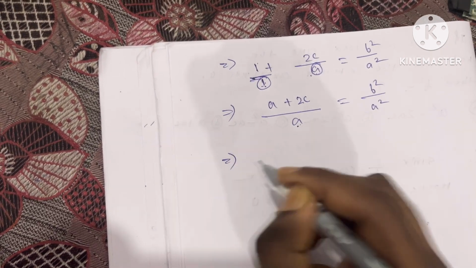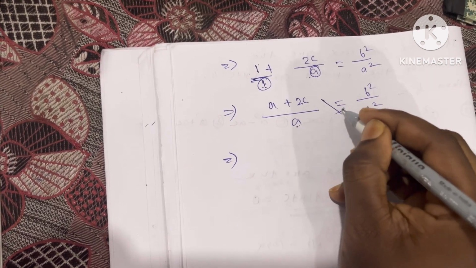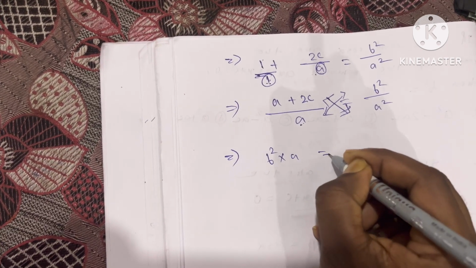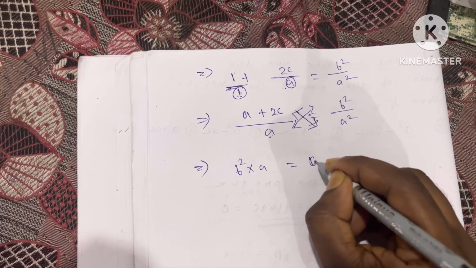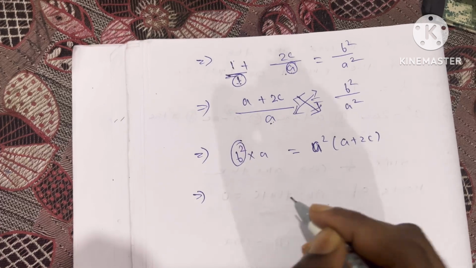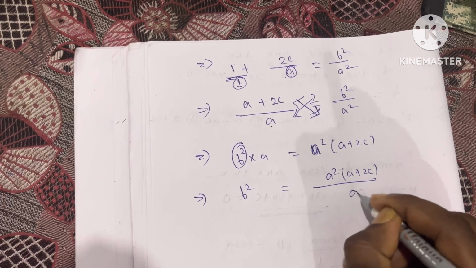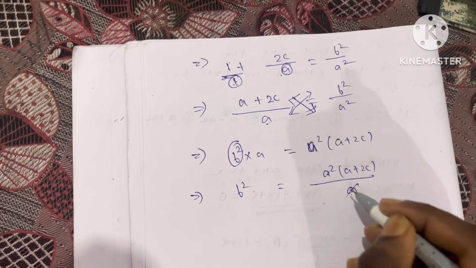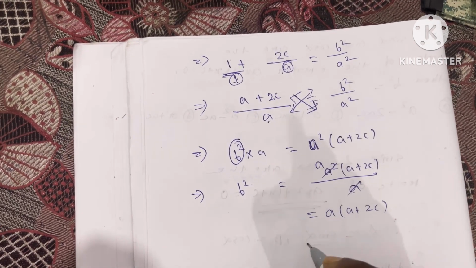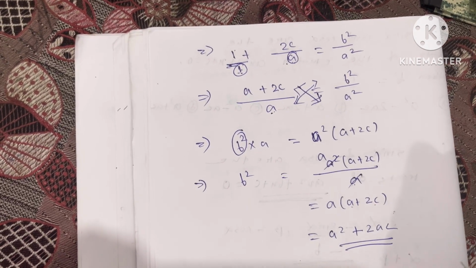I need the value of b square, so you can use the cross multiplication method. Then you get b square into a is equal to a square into a plus 2c. But I need the value of b square only, so b square is equal to a square into a plus 2c divided by a. Here a square and a cancel, leaving a into a plus 2c. Multiplying through, we get a square plus 2ac. So this is the answer.